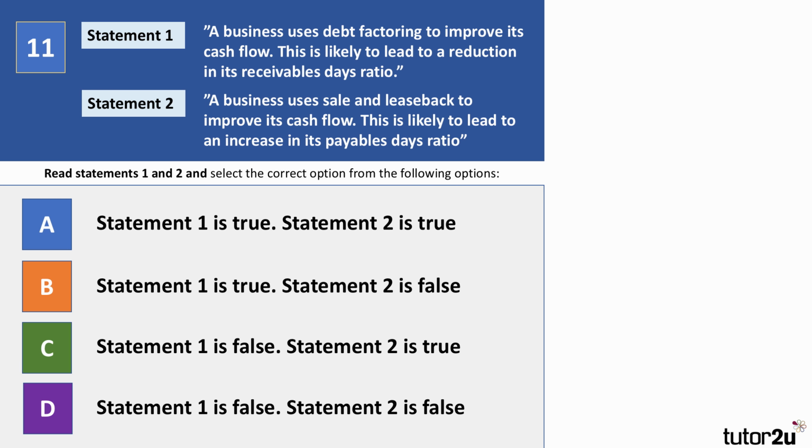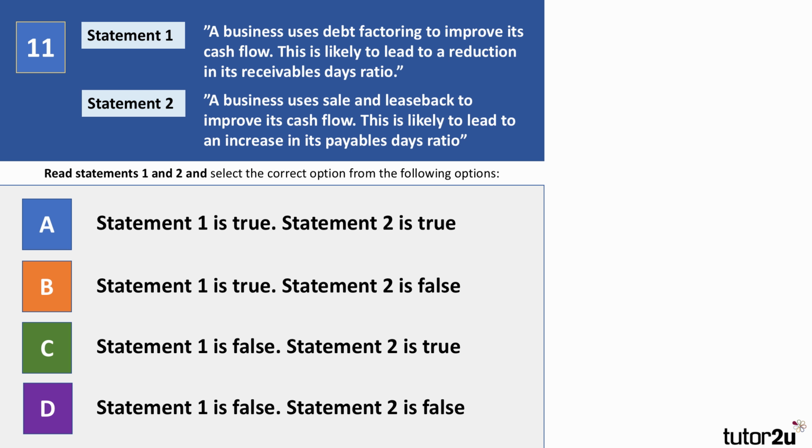Okay, how do we get on? First one, statement 1, debt factoring to improve cash flow will reduce receivables days ratio. Well, yeah, that's true. That's what it's there for. Debt factoring is where you sell your receivables to a factoring business, often run by a bank. They give you the cash, therefore you no longer have the receivables, you have the cash, but the bank keeps a cut and they go away and collect the debt. But it very much does improve cash flow as well as reduce receivables days.